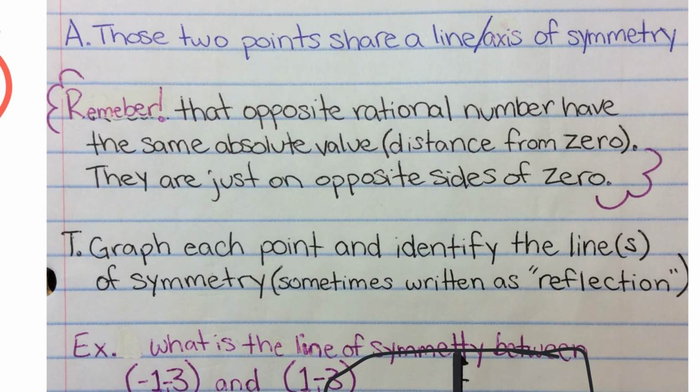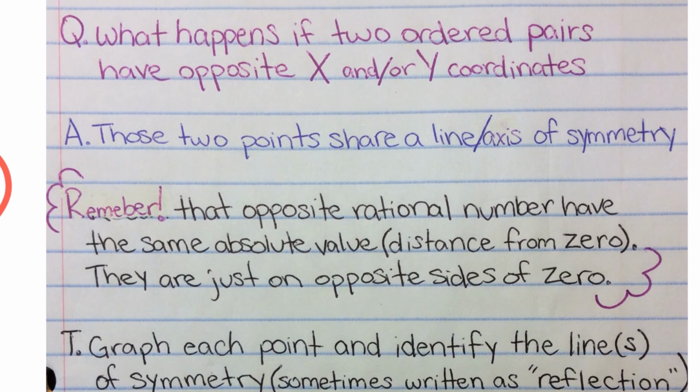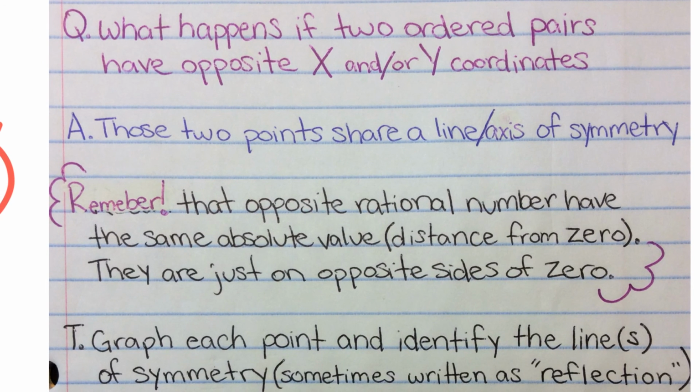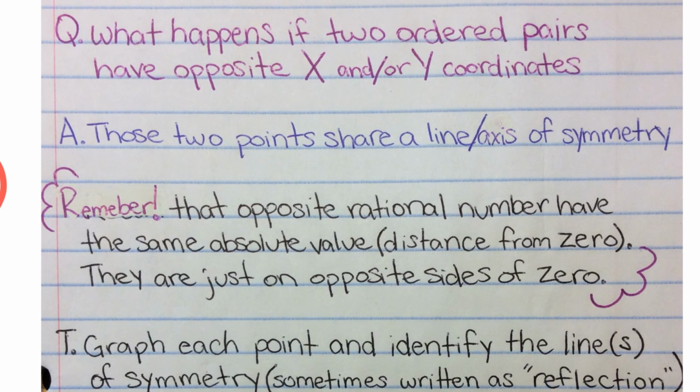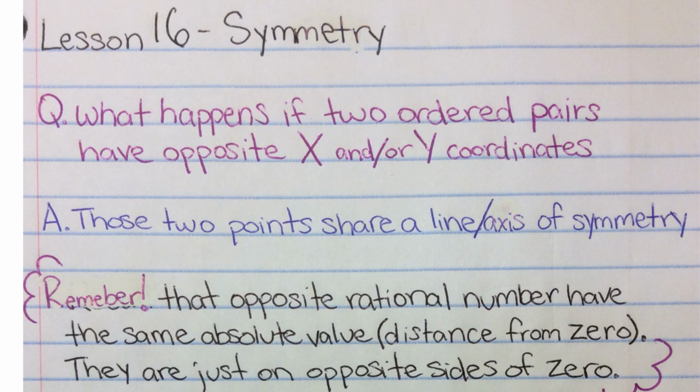So that is all we've got today for symmetry. The more we practice it, the more it'll begin to make sense. But the key is to remember that the line of symmetry is the line which is equidistant from each of the ordered pairs. So hopefully we'll be able to answer this question now: what happens if 2 ordered pairs have opposite x and or y coordinates?